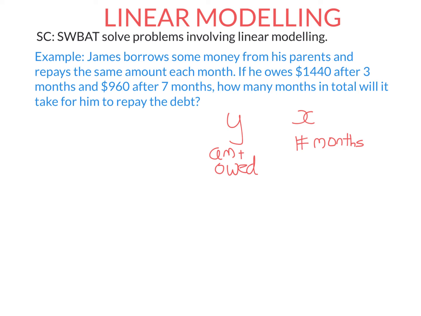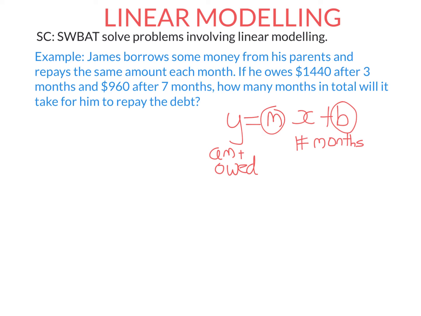These two variables will be linearly related because there is a constant change. Each time I increase x by 1, each time the number of months increases by 1, the same amount comes off the debt. Y reduces by the same amount each time x increases by 1. Each month, the same amount is reduced off the amount owed. That's why these two will be linearly related. So if they're linearly related, the equation is going to be y equals mx plus b. I just need to find m and find b.